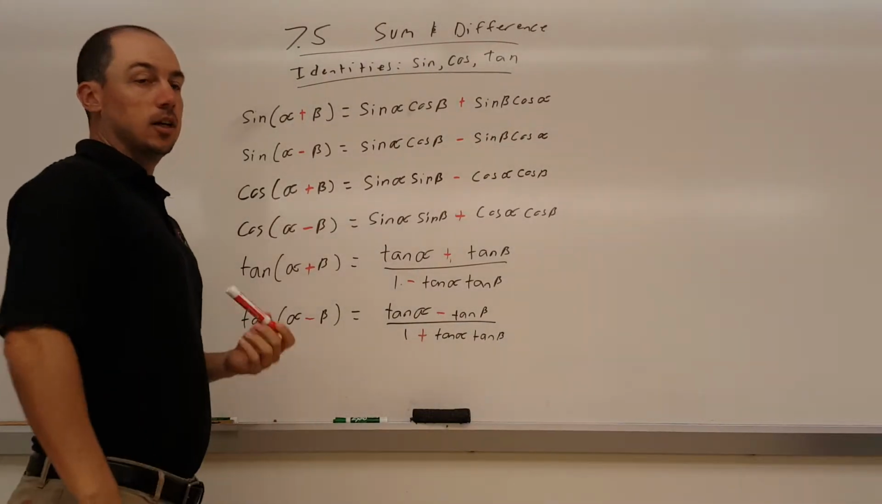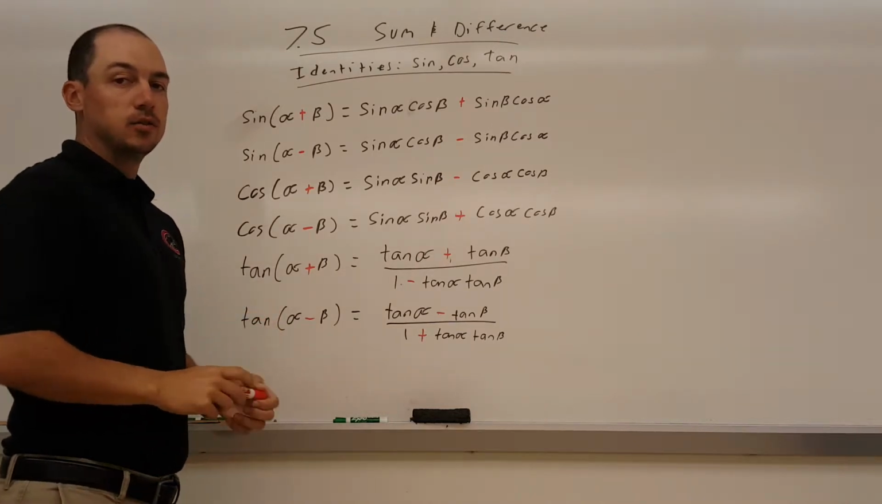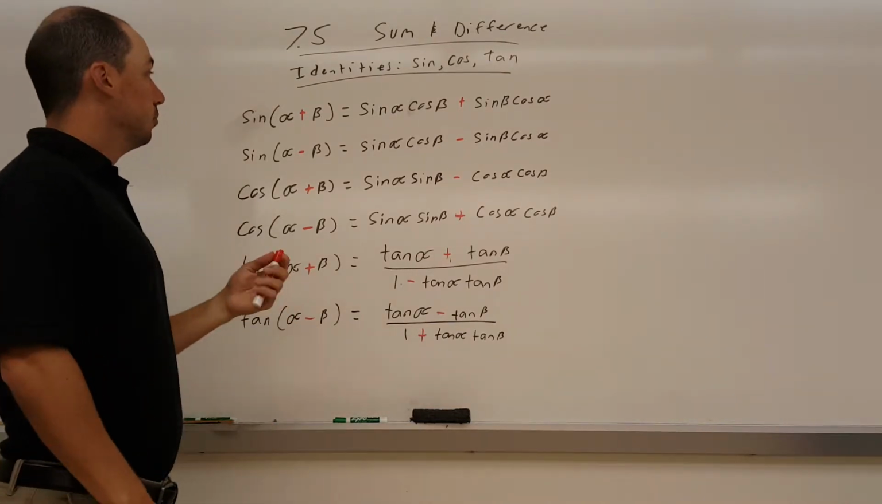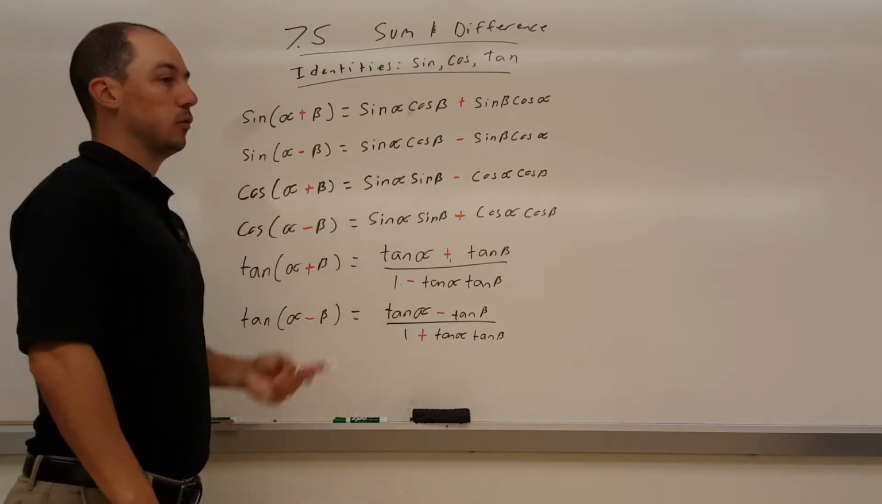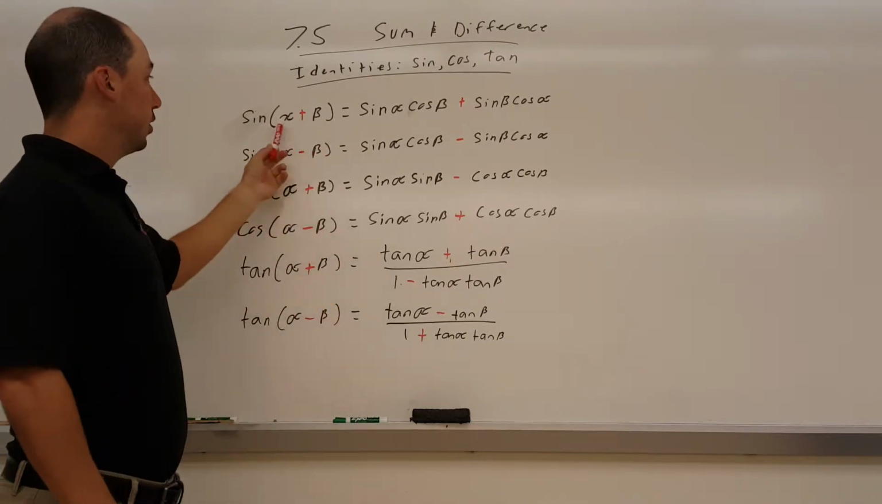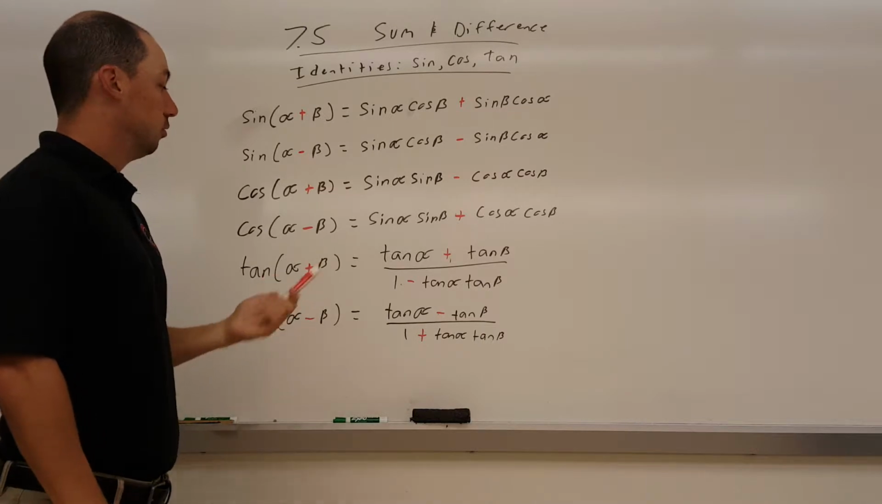Here, our lesson is on 7.5, sum and difference identities for sine, cosine, and tangent. Basically these formulas are for when we're adding two separate angles. Alpha and beta are angles, so take a moment and write these down.